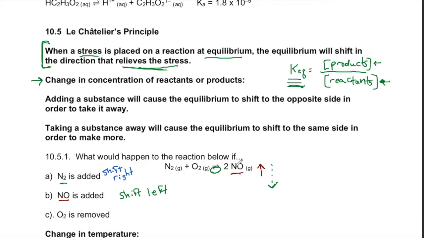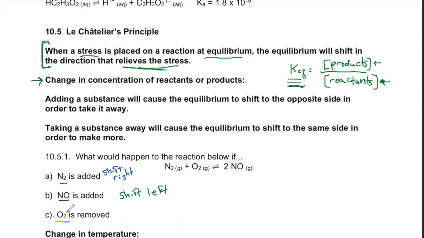So what's happening is that the equilibrium, instead of being a balanced rate forward and backward, it has to speed up the backward reaction relative to the forward reaction. So this is going to drive things in this direction. So this would be a shift to the left.